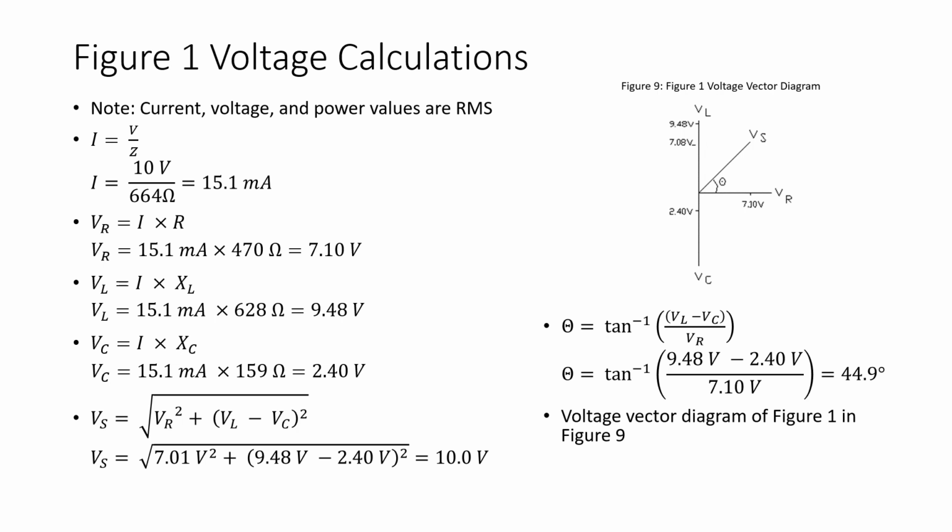Now, the phase angle of the circuit can be calculated using the voltages as shown. Theta equals the inverse tangent of VL minus VC over VR, which gives us an angle of 44.9 degrees. The same value we obtained finding the phase angle using the oppositions to current in the circuit. And of course, the vector diagram for voltage in the circuit of figure 1 is provided in figure 9.